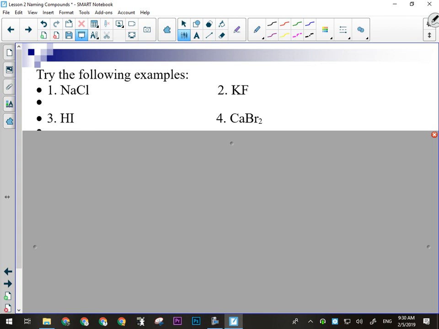Obviously we've done this one already. If I was naming this one, it would be sodium chloride. I name the metal first, sodium, and then I write the non-metal with an "ide" ending. K stands for potassium, so I would write potassium because it's the metal. Metal always comes first. And then I would name the non-metal. F stands for fluorine, so this would be potassium fluoride.